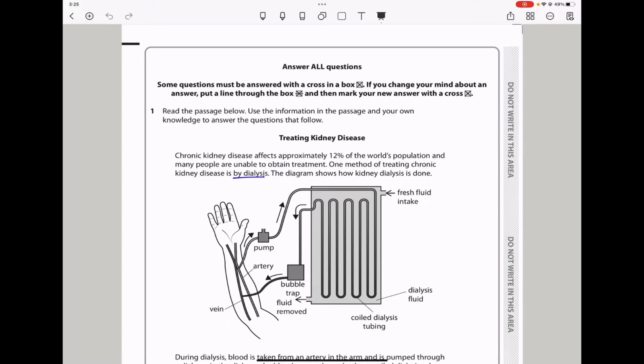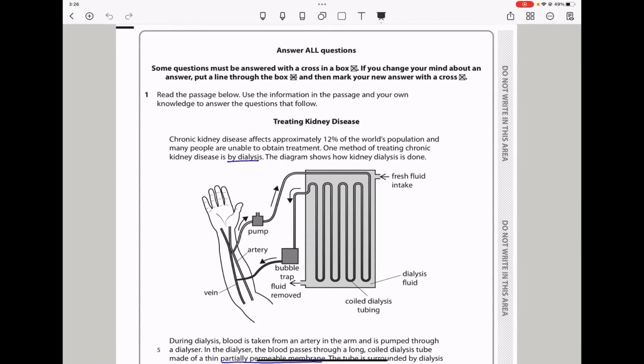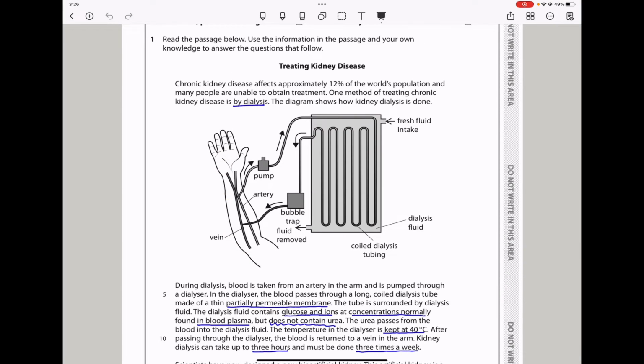Chronic kidney disease affects approximately 12% of the world's population, and many people are unable to obtain treatment. One method of treating chronic kidney disease is by dialysis. The diagram shows how kidney dialysis is done. So this is the patient's arm, and we can see we have two blood vessels. There is an artery and there is a vein. Blood is drawn from this blood vessel and is going to be pumped into the dialysis machine through the coiled dialysis tubing back into the other blood vessel, which is the vein.